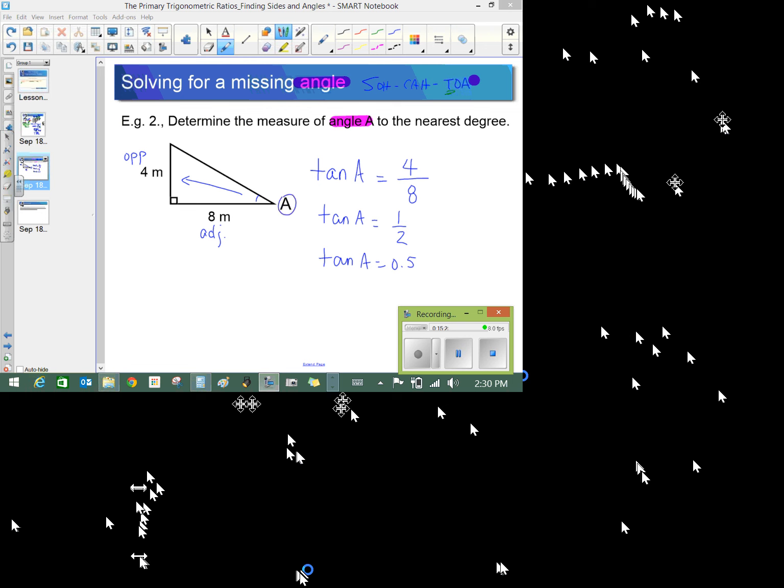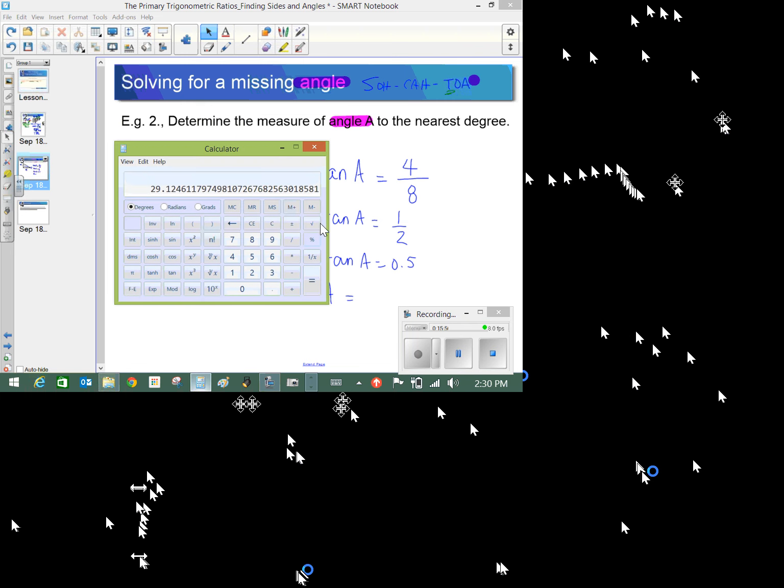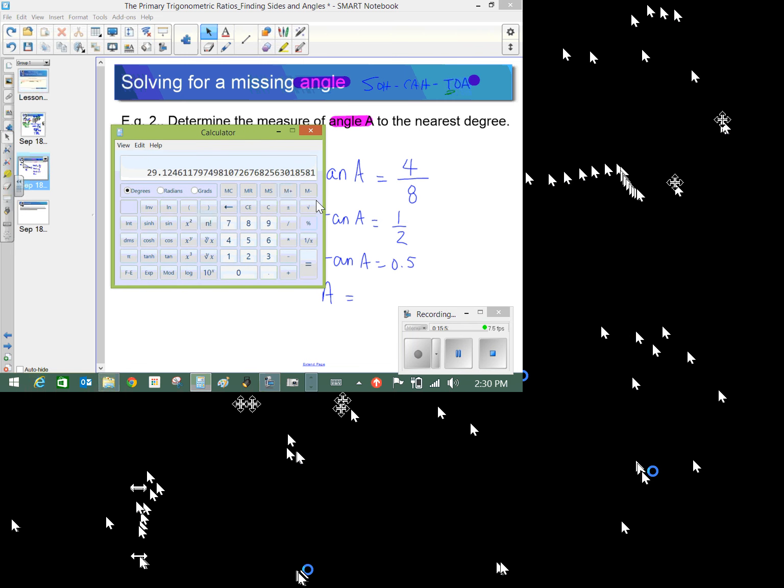But to get from tan of A to angle A, there must be something that we can do. Okay, well, there is a particular function that you'll learn about in grade 11 called an inverse function, which more or less undoes what one function does. So instead of using the tangent key on your calculator, we're going to use the inverse keys. So I'm just going to press the inverse. Yours might be the second function.